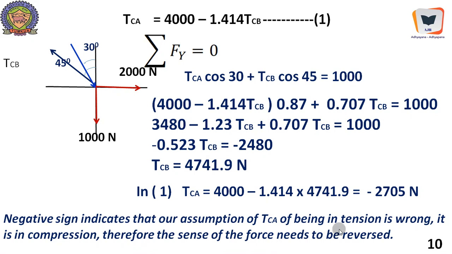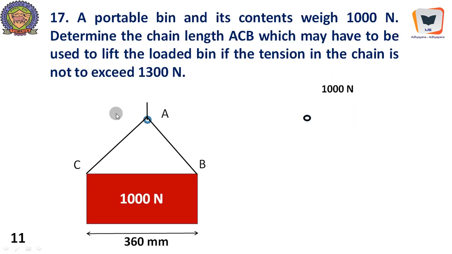So the negative sign indicates that our assumption of TCA being in tension is wrong. It is in compression. Therefore, the sense of the force needs to be reversed. Of course, it should be reversed and written like this. Therefore, member CA suffers compression as an internal force, while member CB suffers tension. But anyway, their sufferings will keep the system in equilibrium.